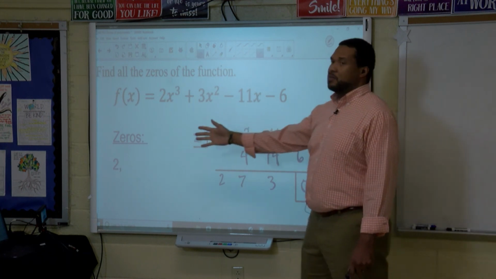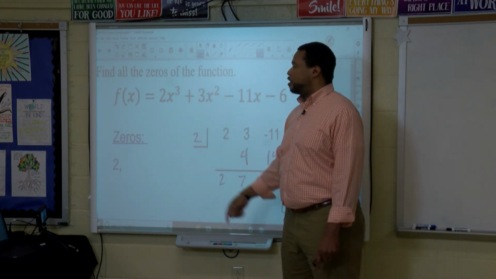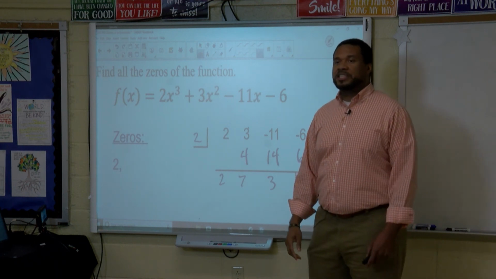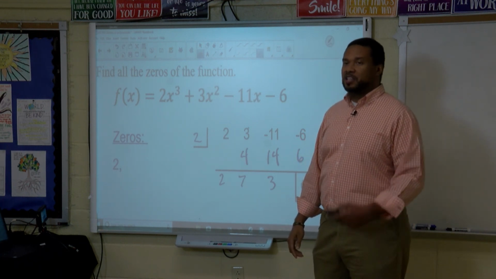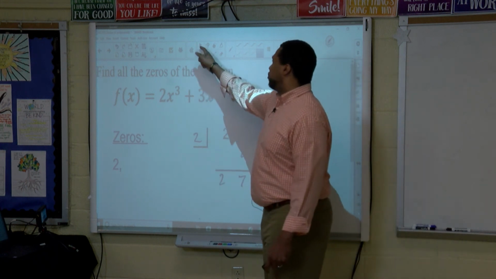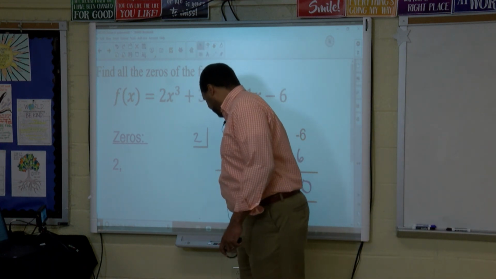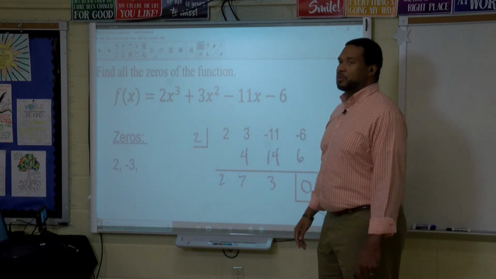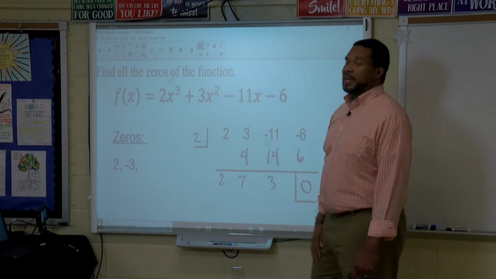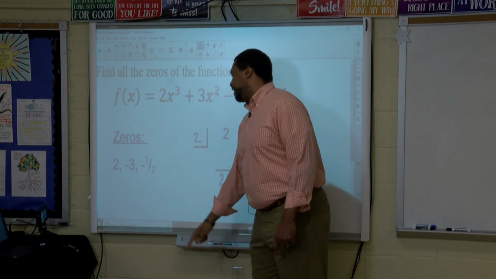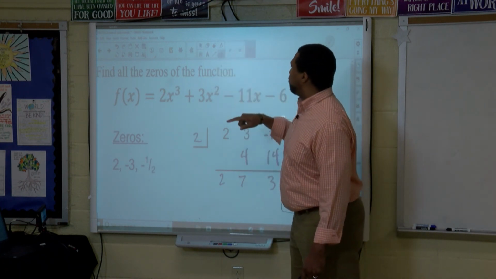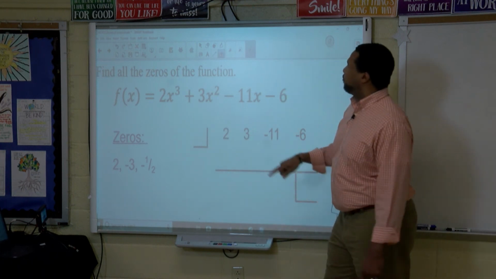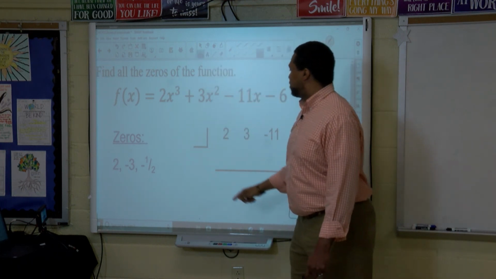So you get 0 for 2, so therefore 2 is a zero, or root, which also is the x-intercept on the graph. We do have other roots. Negative 3 can be a root. You will go through the same process. And negative 1/2. Let's show negative 1/2 since a lot of people get frightened over fractions for some reason.